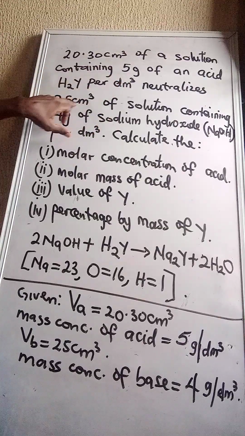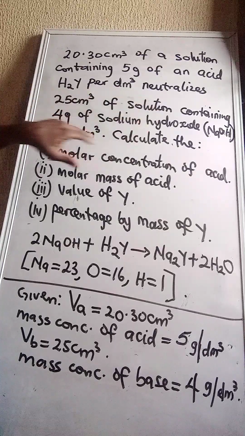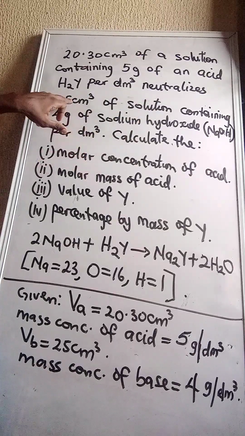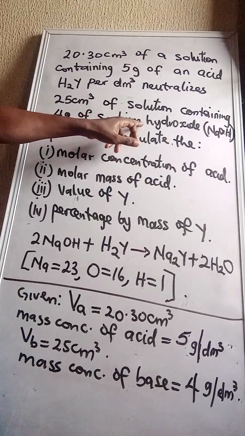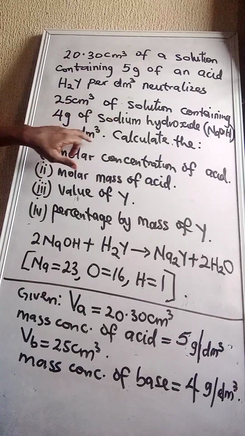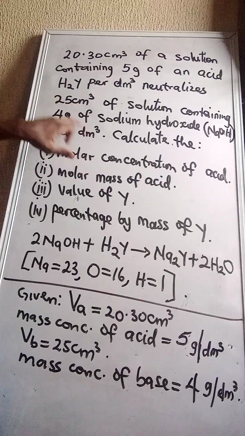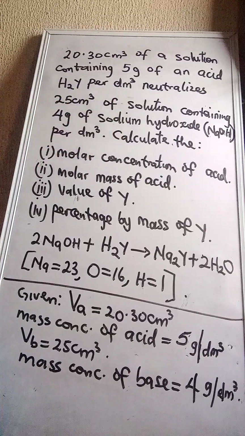Neutralizes 25 cm cube of solution containing 4 grams of sodium hydroxide per dm cube. This 25 cm cube is the volume of sodium hydroxide, and sodium hydroxide is a base. That means volume of base is 25. And the 4 grams of that sodium hydroxide per dm cube, when we link 4 grams and dm cube together, is telling us the mass concentration of the base also. So these are what we have.